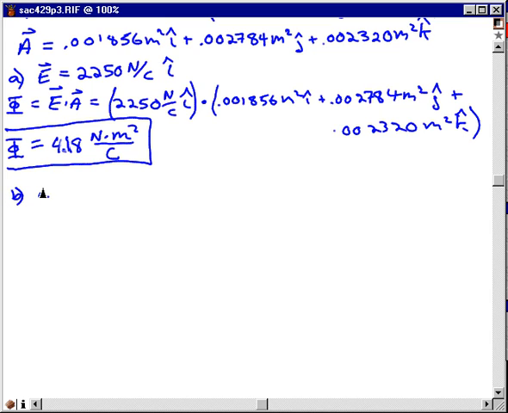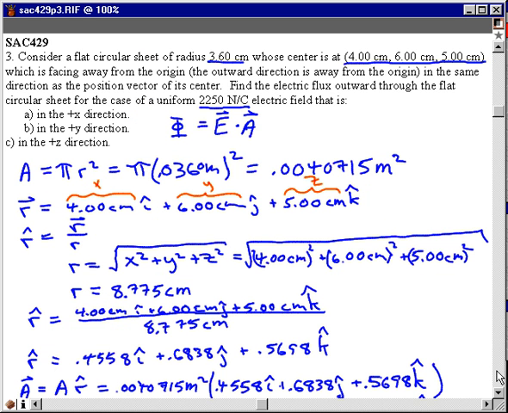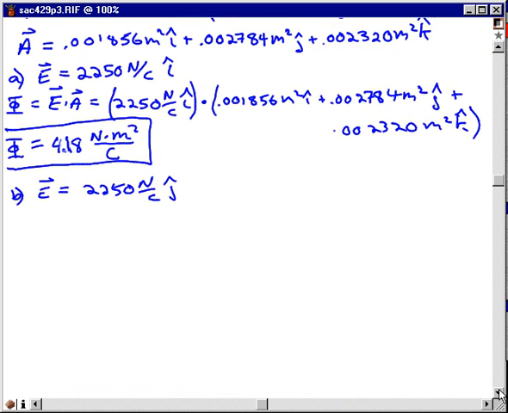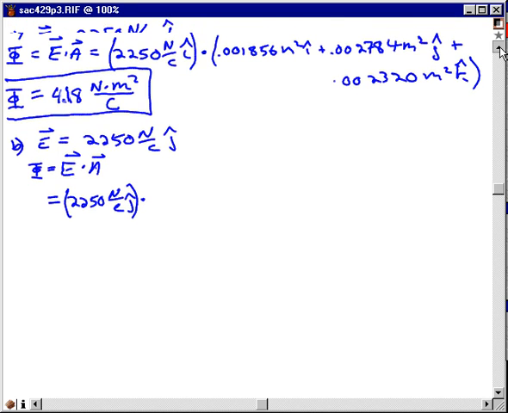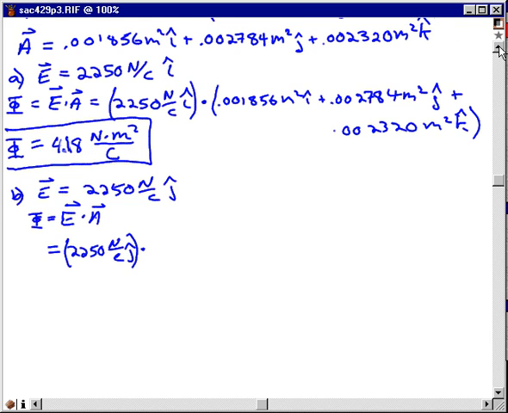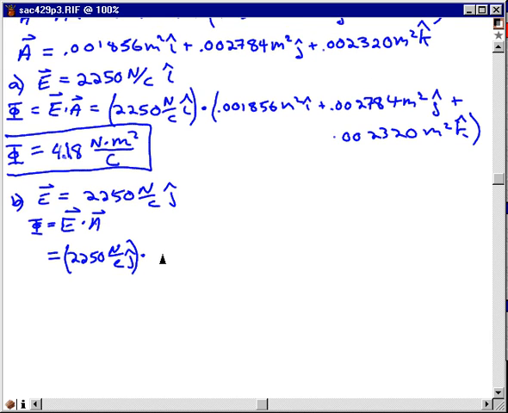Alright, part B. E is same magnitude, but this time in the J direction, because they said it's in the plus Y direction, so I multiplied times a unit vector in that plus Y direction, which is J hat. And then phi itself is E vector dotted into A, just as before, and this time that's 2250 newtons per coulomb J dotted into the area vector, same area vector that we had before.